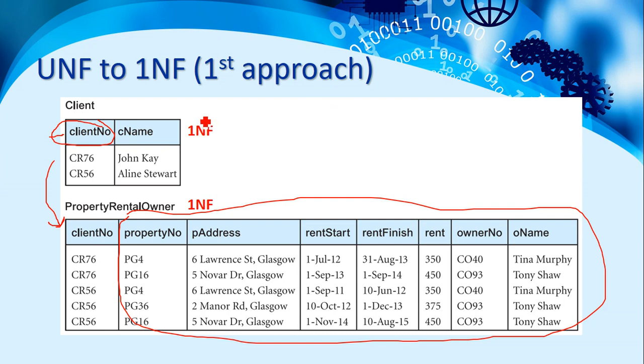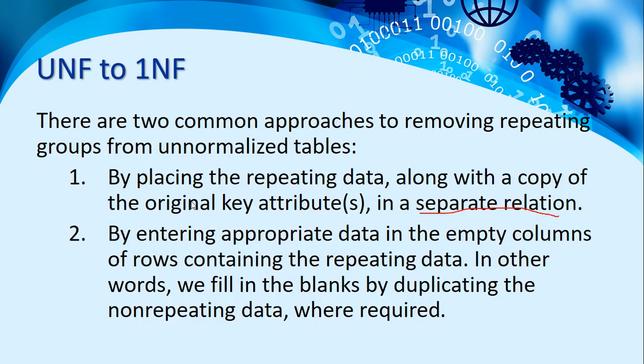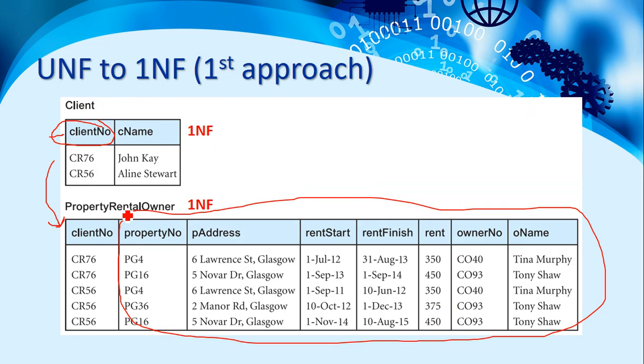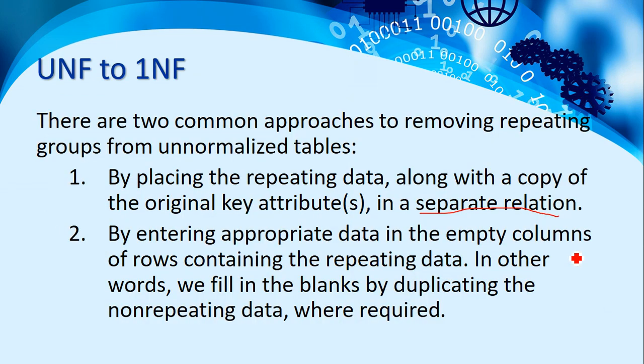As you notice, after performing this step of the first approach, both of these tables are already in first normal form. Because each row, each record, has only one value. Same here in the property rental owner table: each row has only one value. So again, recap, this is how we do it for the first approach.